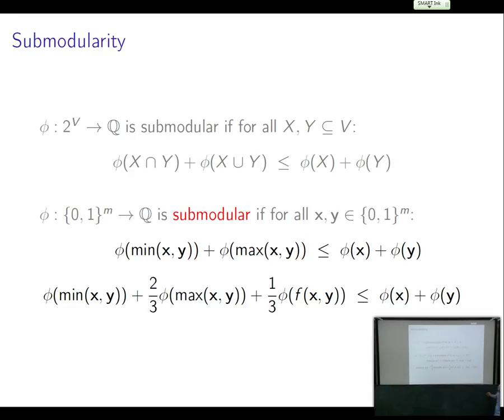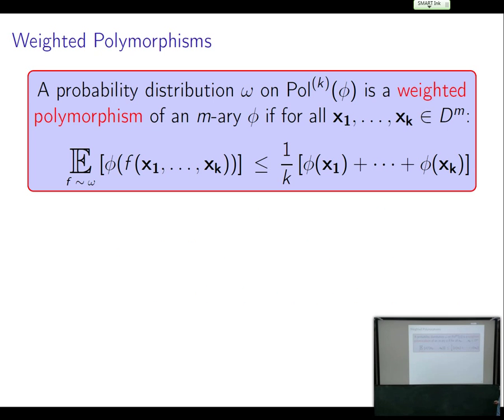Well, if f was equal to max, it would be just the submodularity. What if it's something else? So it obviously depends on f. And this is the idea of a weighted polymorphism, where you think of submodularity as the concept where the only polymorphisms appearing are min and max. So here's the formal definition.